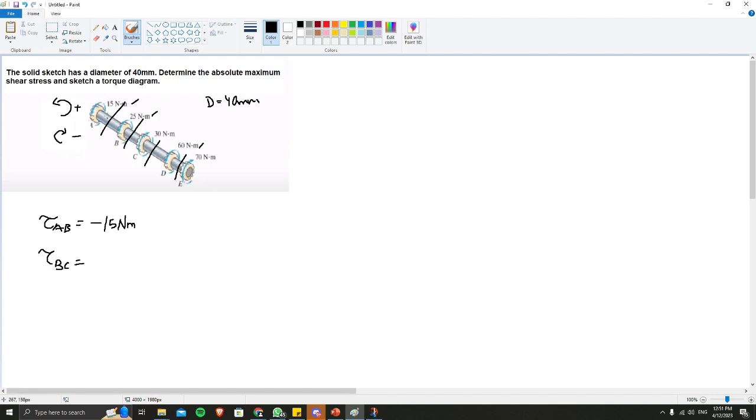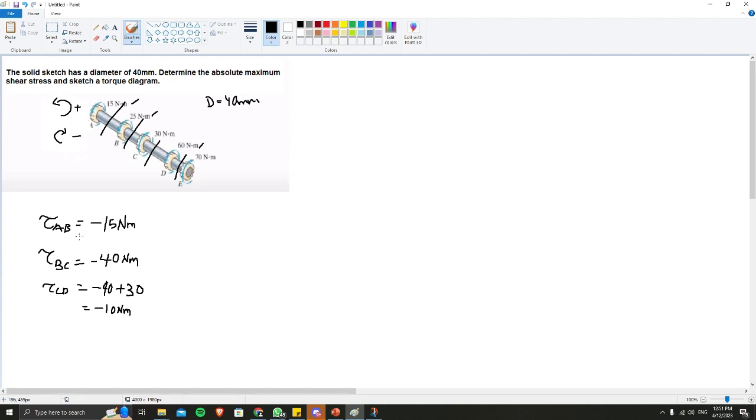And then for TBC, since it is in the same direction, we just add it, and we get negative 40 Newton meter. And then for CD, it's negative 40, and 30 Newton meter is a positive axis, so we have to add it. So negative 40 plus 30, we get negative 10 Newton meter.